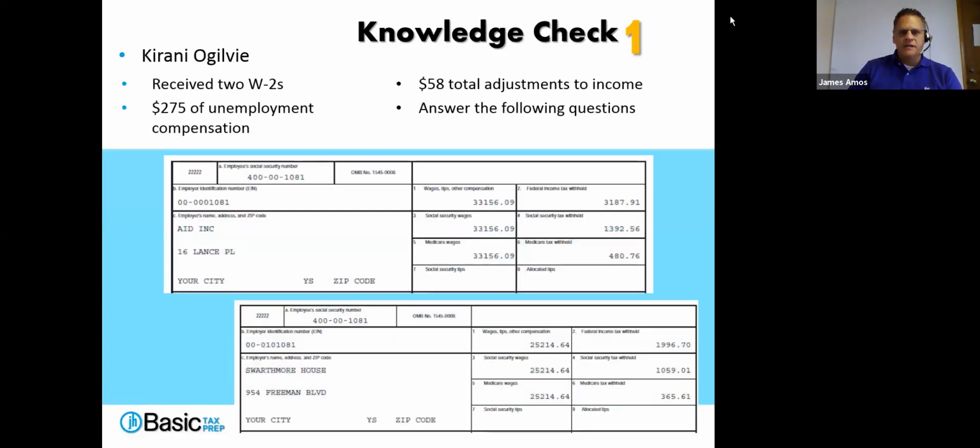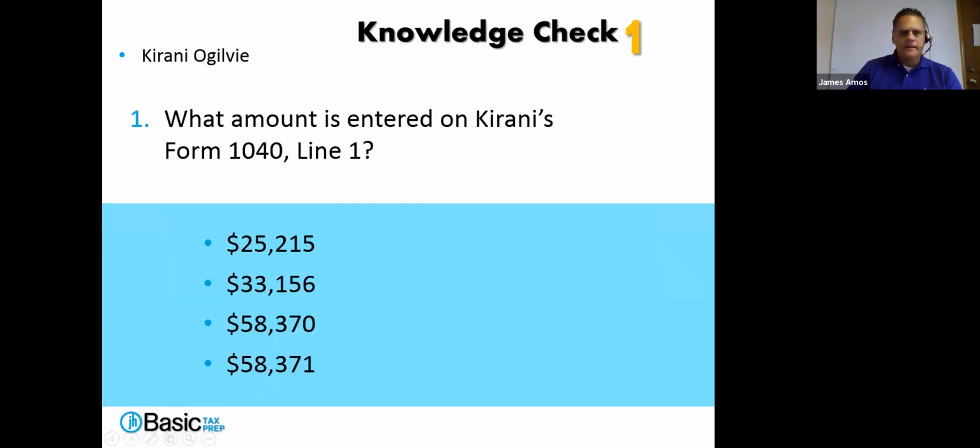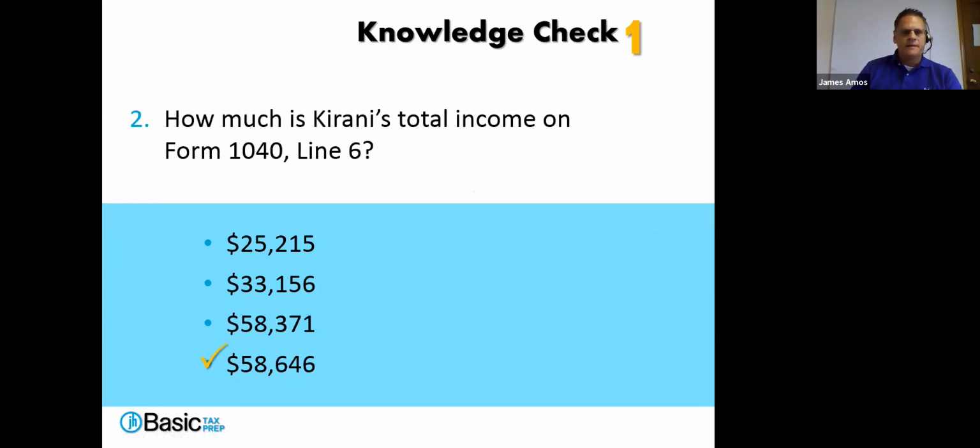So what she did is she simply took, and I keep backing up so you can see everything, she simply added this plus this to get the answer for the first one. Then she took that amount and she added in the unemployment compensation. And that's her total income. Okay? So her total income is that amount. Now, total income minus adjustments gives you what?